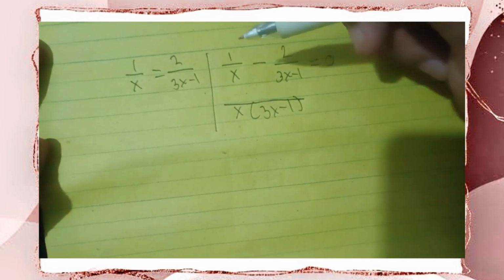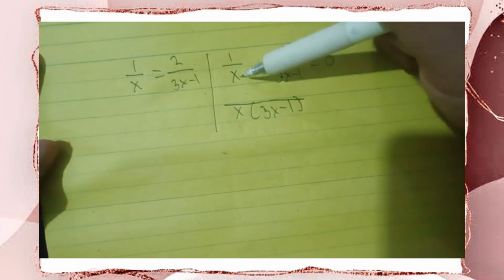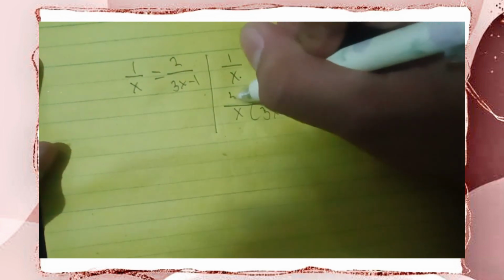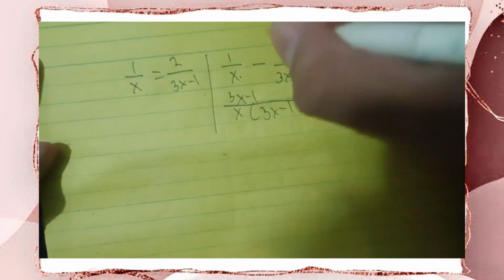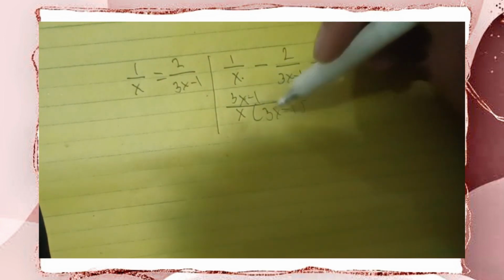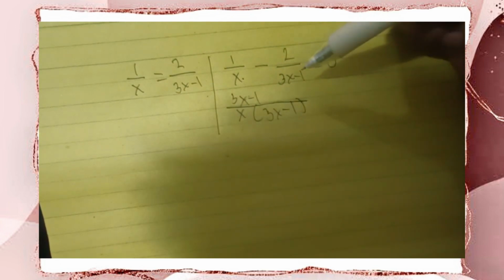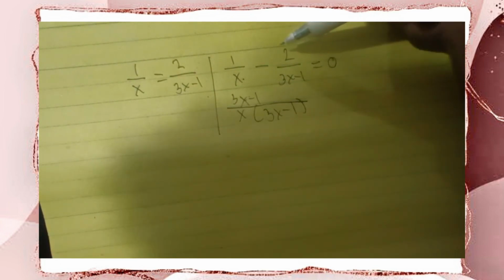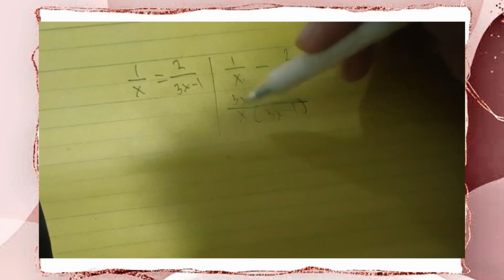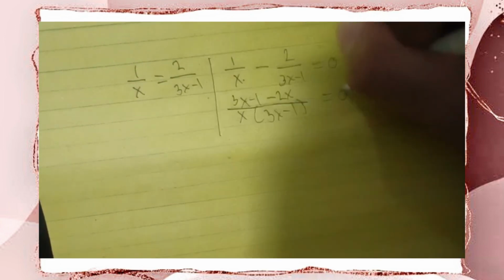After that, we're going to divide 3x minus 1 by x, which is 3x minus 1, and times 1 is equal to 3x minus 1. After that, we're going to divide x times 3x minus 1 by 3x minus 1. It will become x. And x times negative 2 is negative 2x is equal to 0.